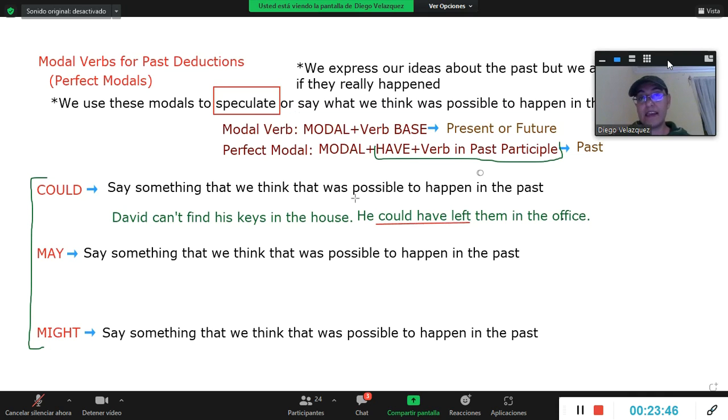But what's the situation in here, guys? I am expressing that it's possible that he left the keys in the office, okay? One more time, it's only a possibility, but I am not sure if he really left the keys in the office. It's only a speculation, okay? It's clear in here with this example, my friends? Yes, teacher.